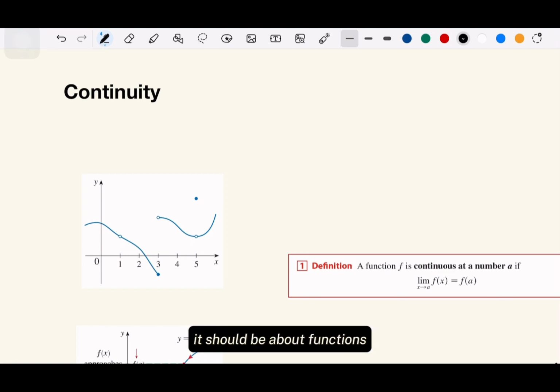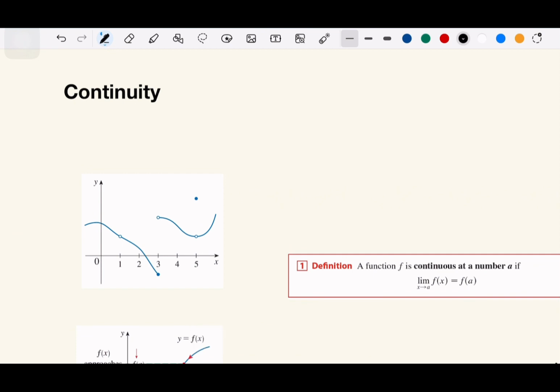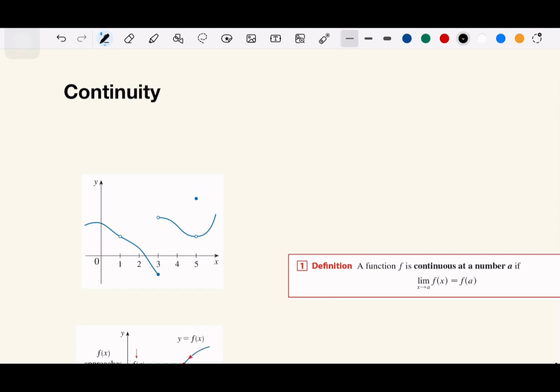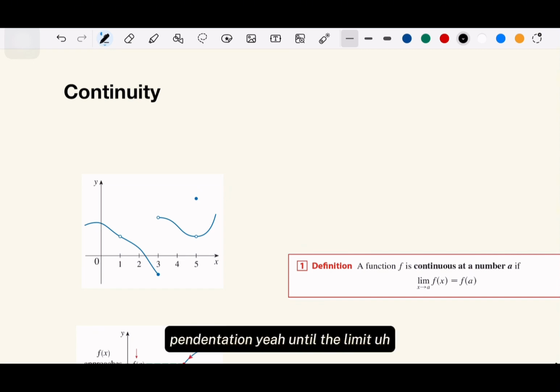So it should be about functions. Okay. So that will be chapter 1, and about limits, until the limit. I think I will talk a little bit about continuity, and also the limits at infinity. I think those two will also be included. Okay, so please pay attention in today's class.